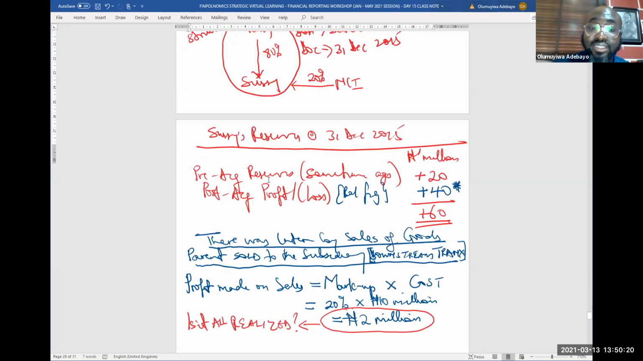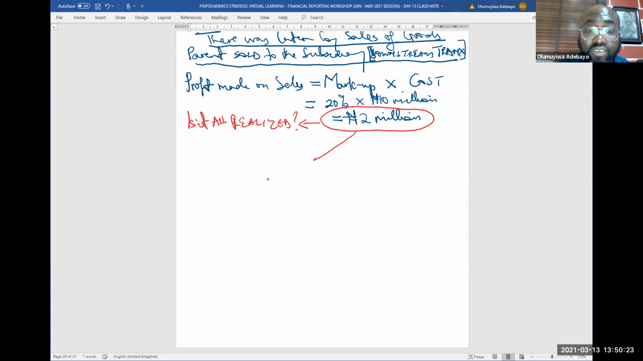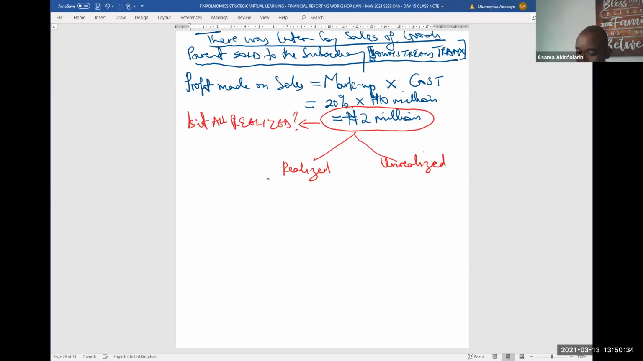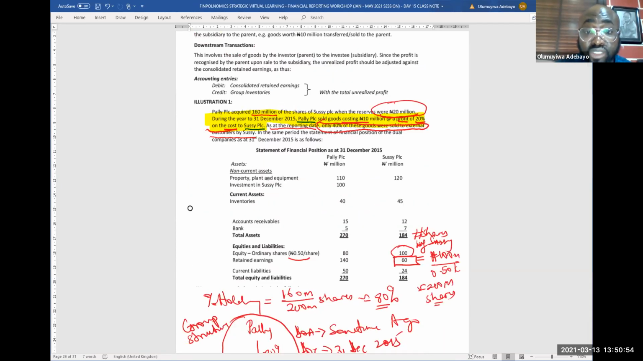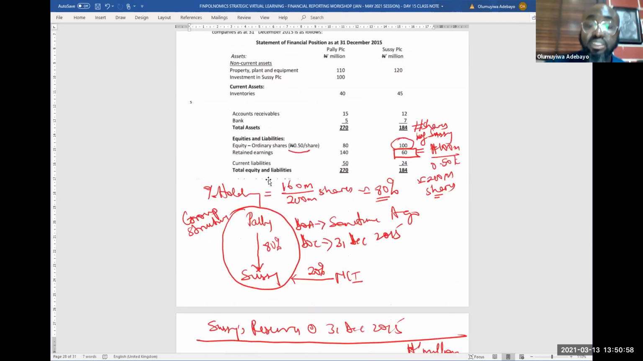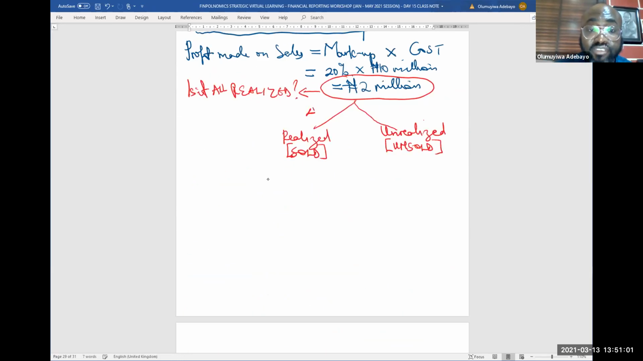Which means the portion realized, we have to split this into 2: portion realized and portion unrealized. Portion realized is attributed to the portion sold to third parties. Portion unrealized relates to the portion unsold by the subsidiary. Now, what portion was sold? What portion remained unsold? 40% of these goods were sold. If 40% were sold, I come here, this is 40% and this is 60%. Now, what problem do I have? I have no problem.